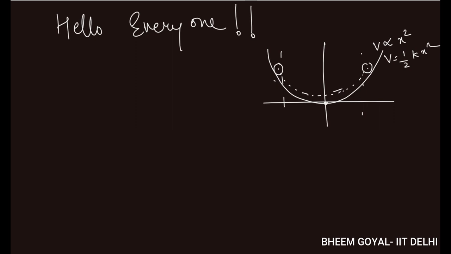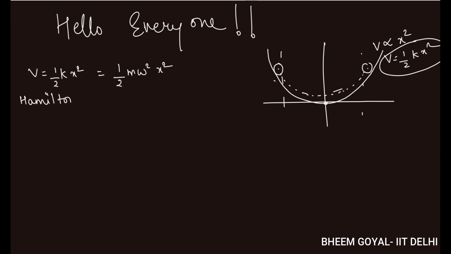In quantum mechanics too, if there is an oscillator which has potential V equal to half k x square, then it also has a bound state. So we are going to discuss all about that. So let's start. So here potential is equal to half k x square. We can replace this k by m omega square, so half m omega squared x squared. So now what's the Hamiltonian here?